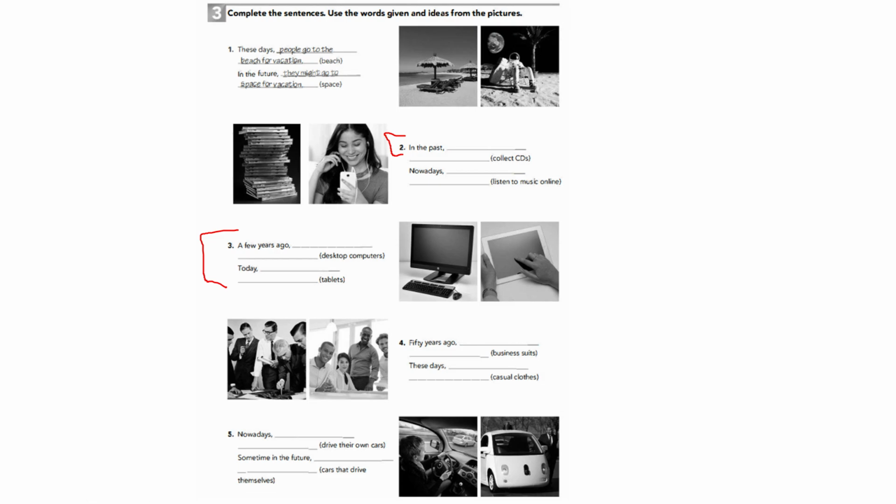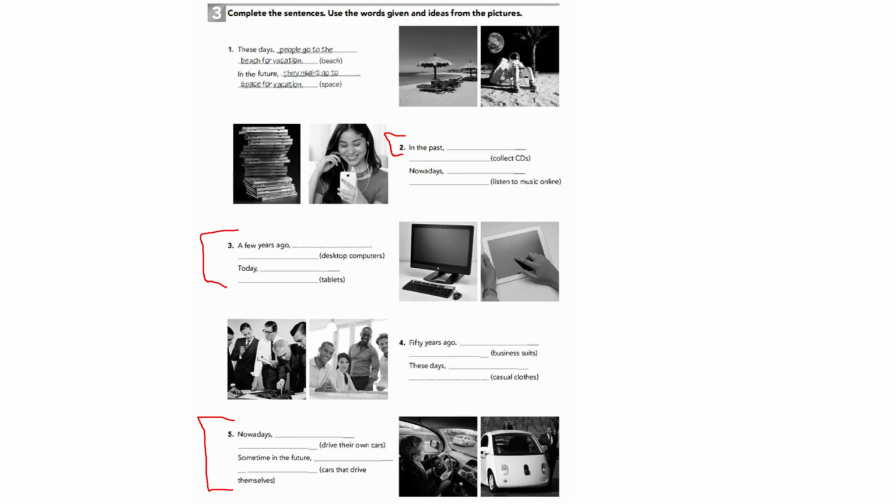The last one, number 5. Nowadays, blank space. Sometime in the future. Tell me, Sandra. Nowadays, people drive their car. And sometime in the future, people will use cars that drive themselves. Themselves, yes. We can say the last part in a shorter way. Nowadays people drive their own cars.